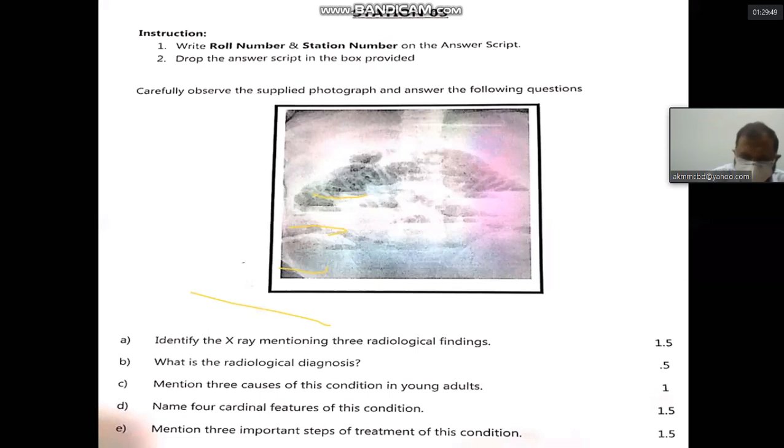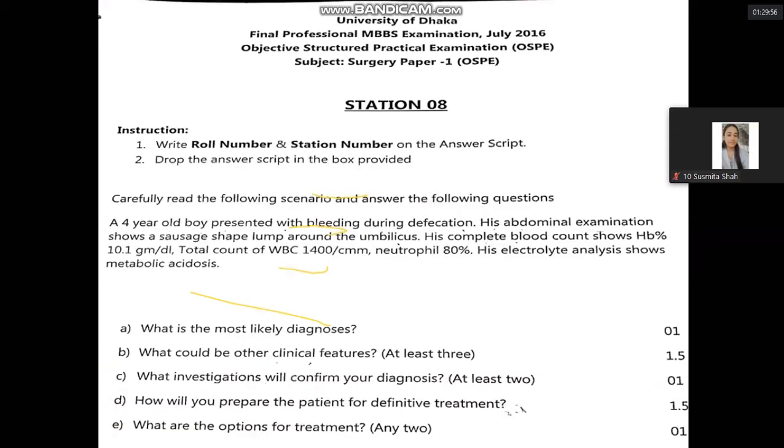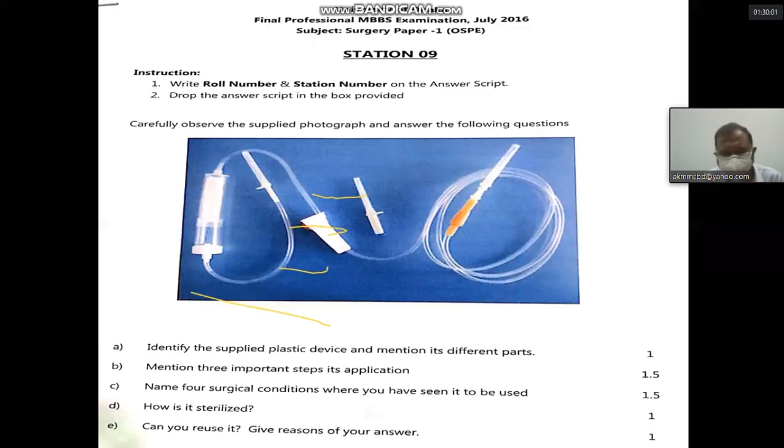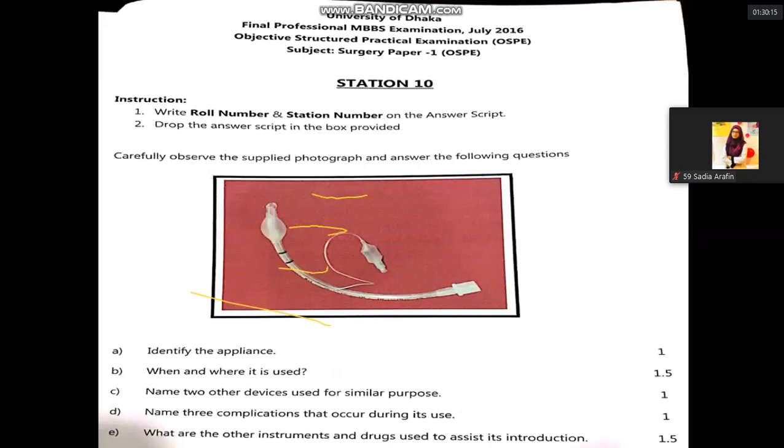Understood? Okay? Yes, sir. What is this? IV set. Infusion set, you have to say infusion set. What is this one? Endotracheal tube.